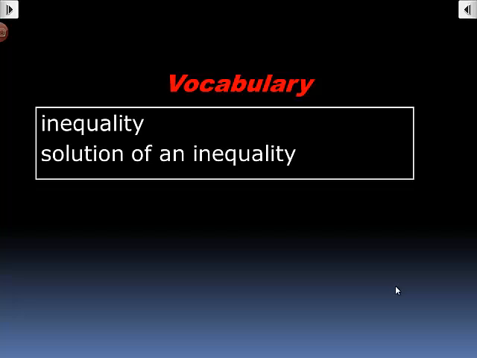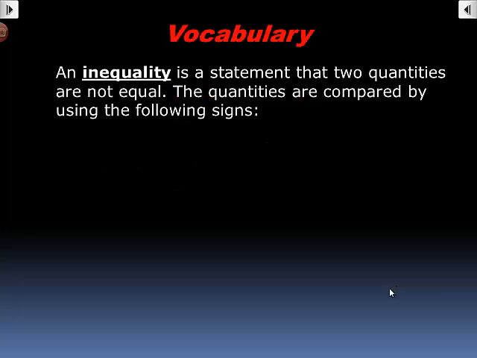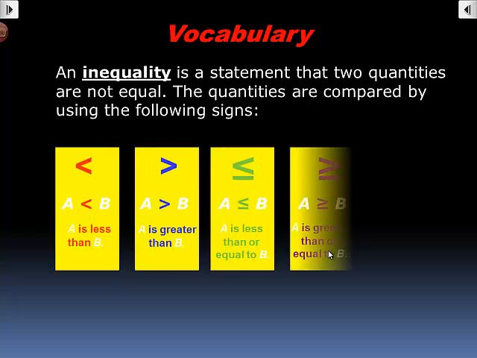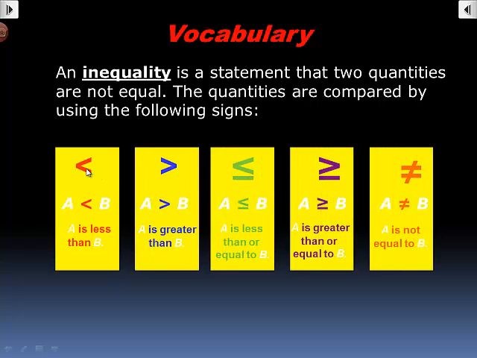We have two vocabulary words. The first one is inequality. That is a statement that two quantities are not equal. The quantities are compared by using the following signs. We have four possibilities, actually five. Less than, greater than, less than or equal to, greater than or equal to, and not equal to.